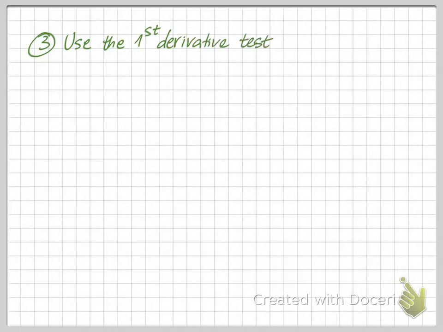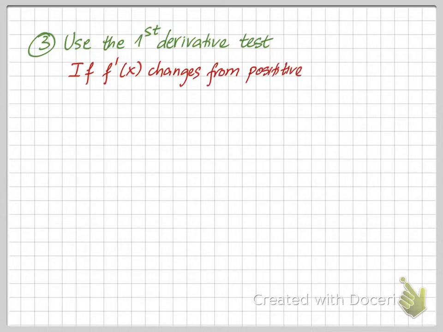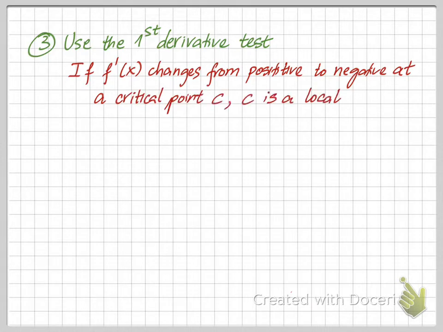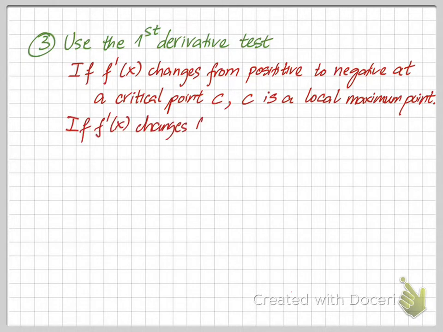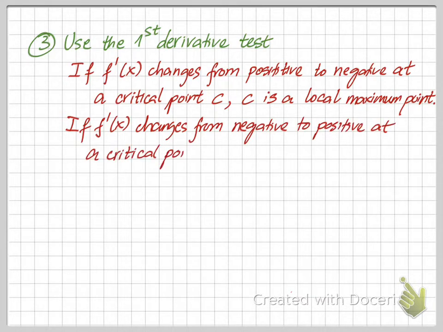So first we want to use the first derivative test to find the local maximum and the local minimum values of the function. How can we use the first derivative test? The first derivative test says if the derivative function changes from positive to negative at a critical point c, then c is a local maximum point. And if the first derivative changes from negative to positive at a critical point c, then c is the local minimum point.